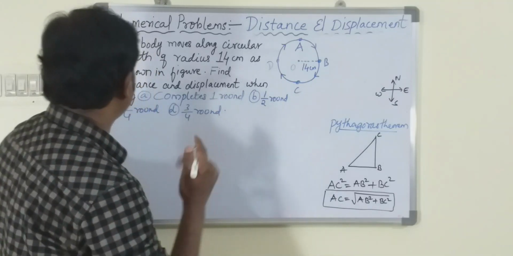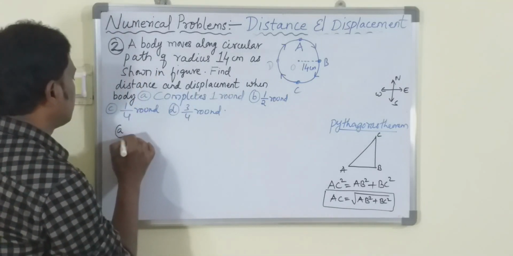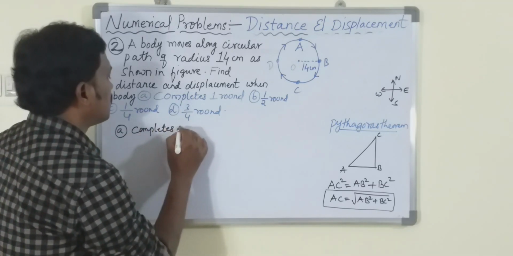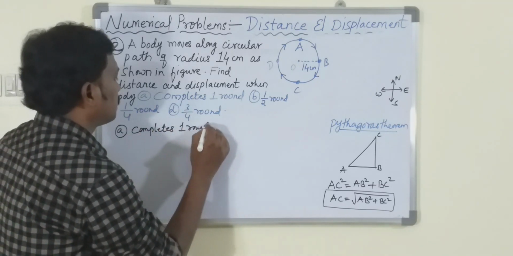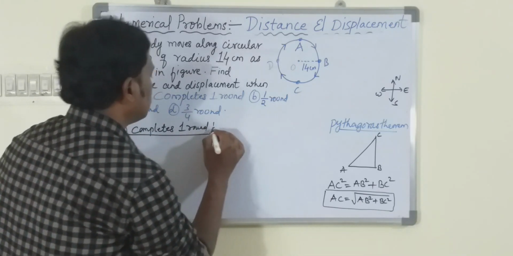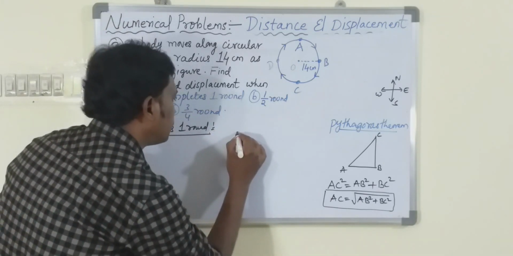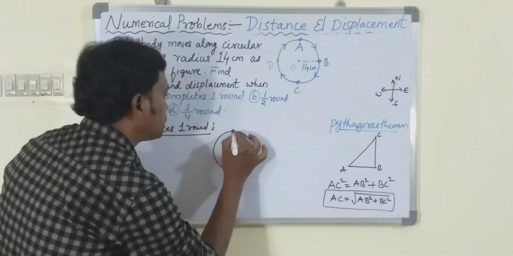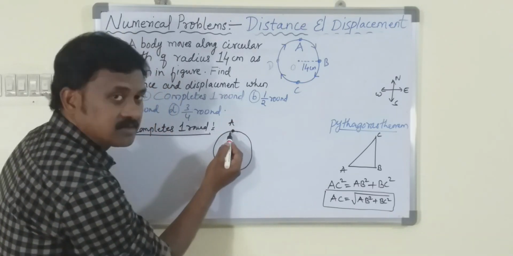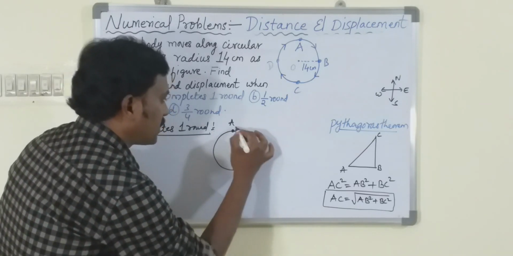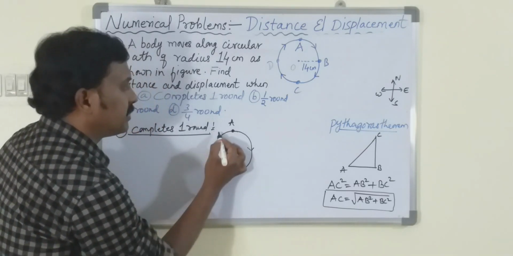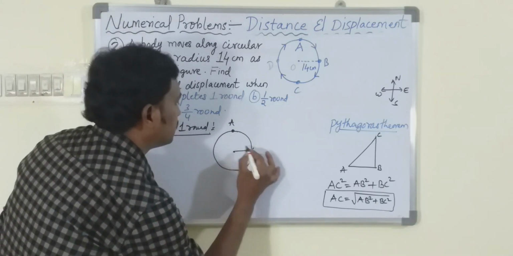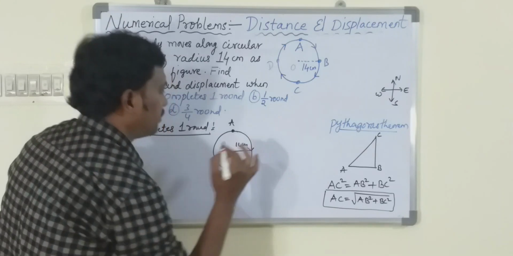So let us see the first one, that is, completes one round. Completing one round, I am going to draw the diagram once again. The body starts from A and it completes one round and reaches A again. The radius is 14 centimeters.